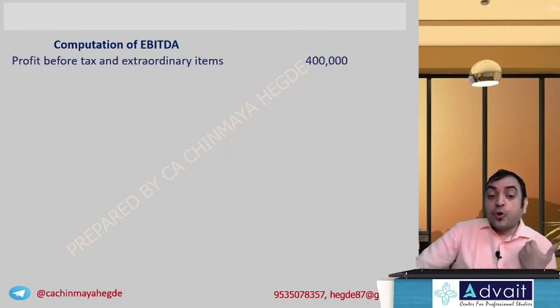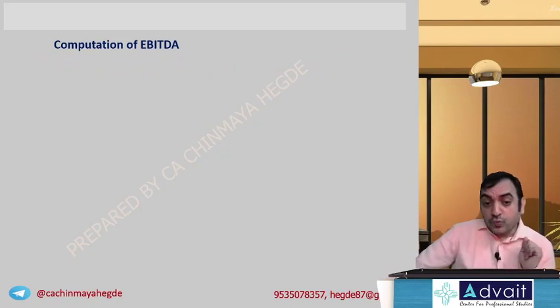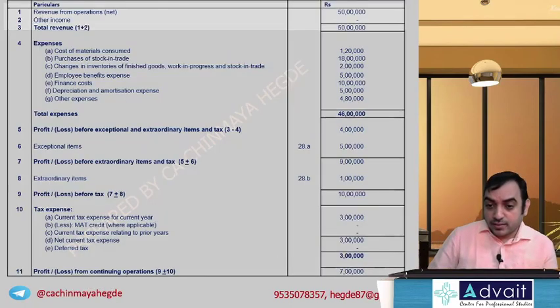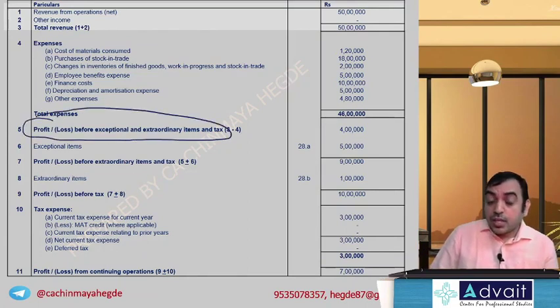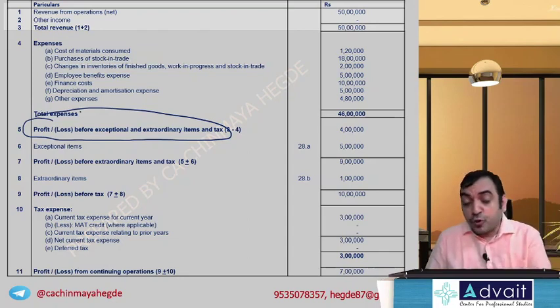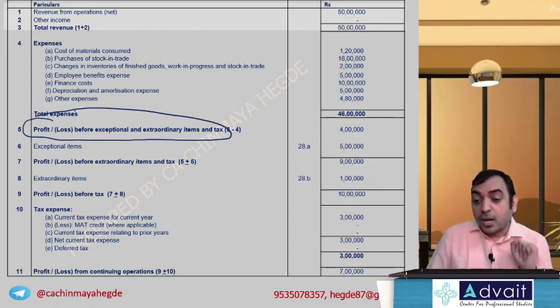So we want before interest, but what we have in the P&L account is profit before exceptionals and extraordinary items. We want not only profit before tax, we want profit before interest, depreciation, and amortization.